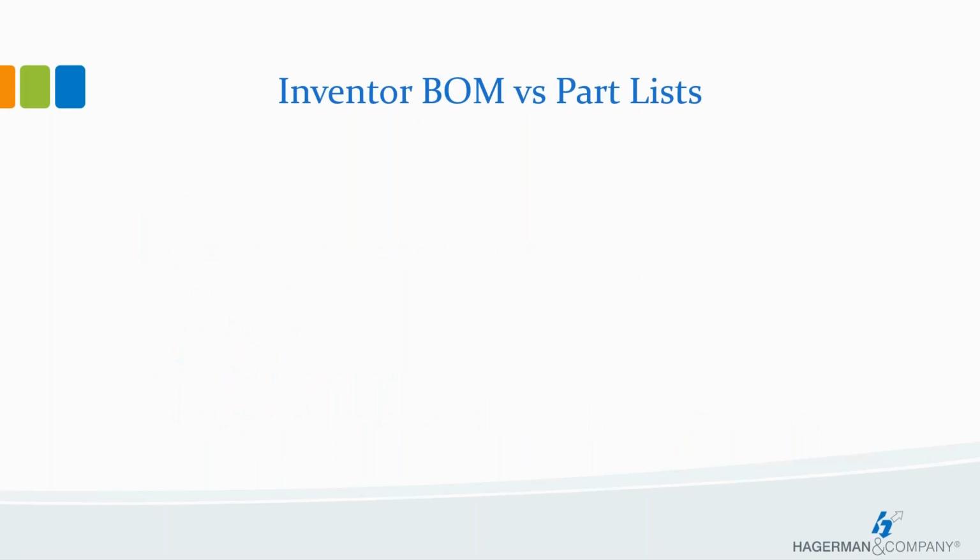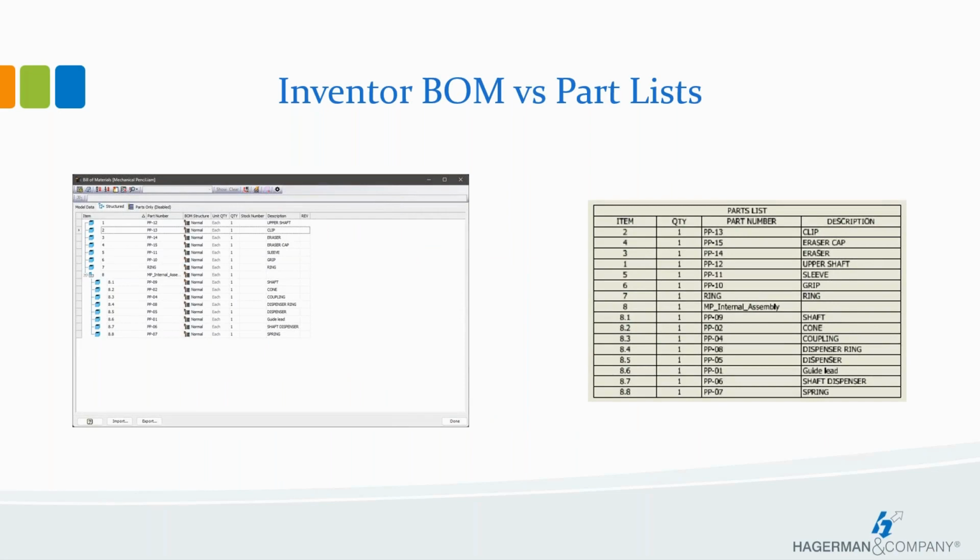So now let's talk about the bill of material versus a parts list. Inventor has 2 areas where we deal with the components of our assembly. On the left side, you can see a complete bill of material of an existing assembly and all the components that make it up. On the right side, we have a parts list that is typically used on our drawings, such as DWGs or IDWs that Inventor uses.